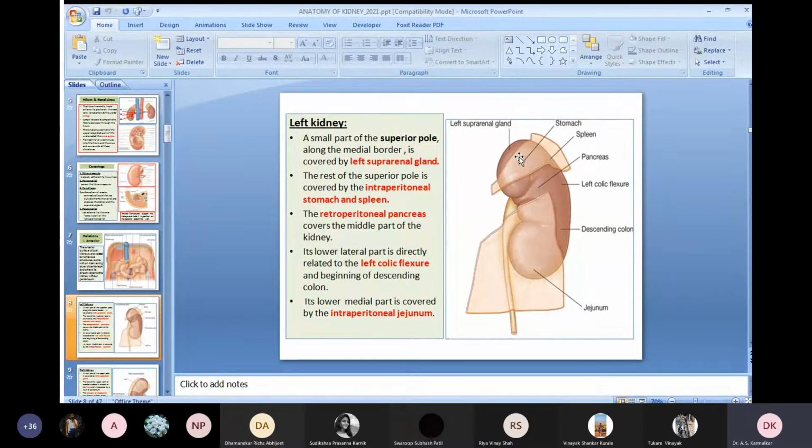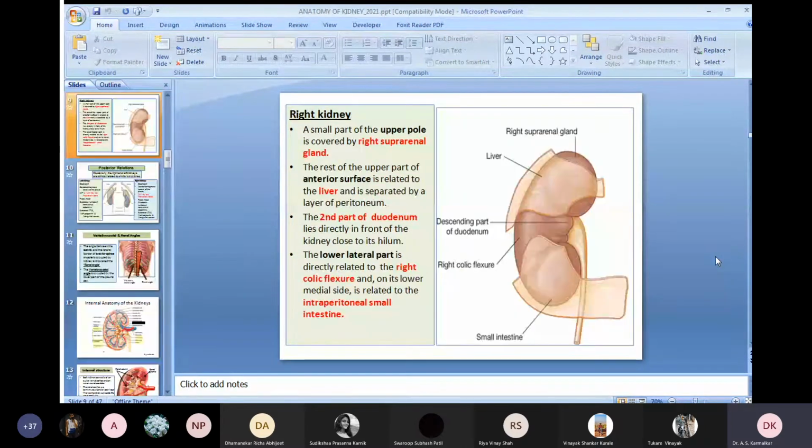So it is crossed by the pancreas, and below it is related to the colic flexure. On the left side there is the colic flexure, that is the transverse colon, which continues as the descending colon, making an angle which is called the colic flexure. Colic because it is colon, on the left side it is left, and flexure is an angle. It continues as the descending colon, so it is related to the descending colon, and in between there are coils of jejunum. So in all, if you start from the upper pole to the lower pole, it is related to the left suprarenal gland, stomach, spleen, pancreas, left colic flexure, descending colon, and the jejunum. These, in the red mark, are the structures related to the left side.